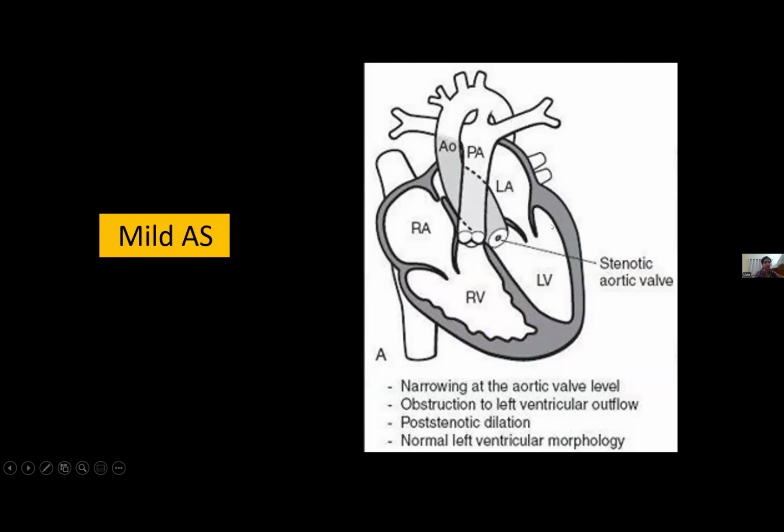In mild fetal aortic stenosis, the narrowing is limited to the aortic valve, with preserved LV size and function. The key ultrasound clue is the post-stenotic dilatation of the ascending aorta caused by the high-velocity turbulent jet across the stenotic valve. Recognition of this subtle finding is important, as serial follow-up is required to detect progression to more severe disease.